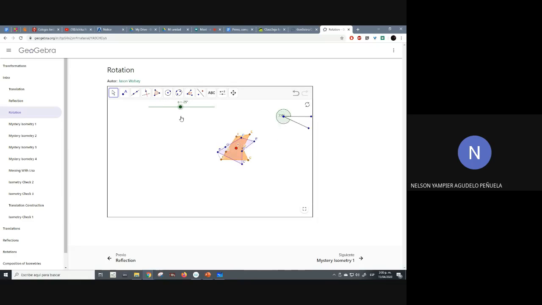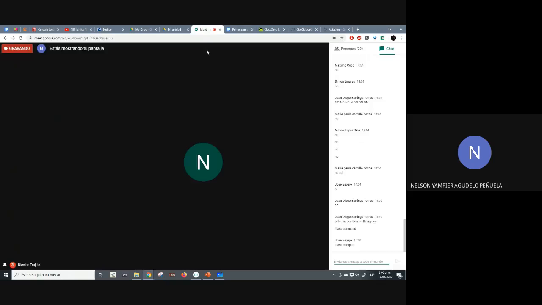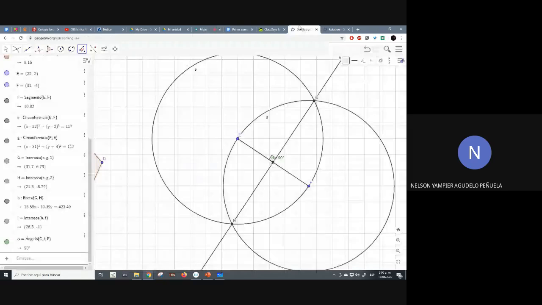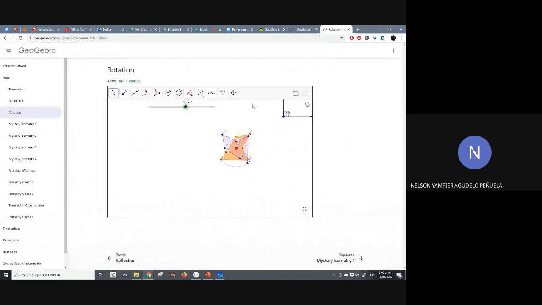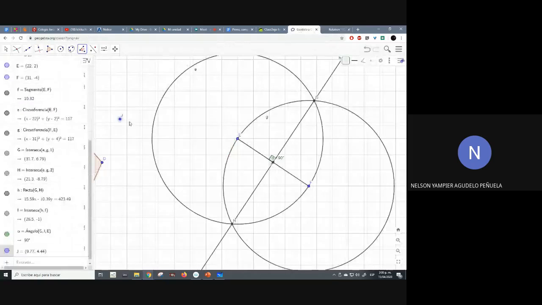Yes. So is there any question related to rotations like a compass? Yes, Wilson, exactly like a compass, because what you are doing with a compass is exactly rotating points. And how do you do it in paper, the rotations? Well, you do the same. So let me try to do it here.